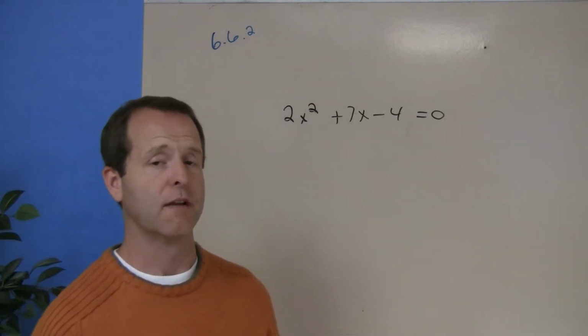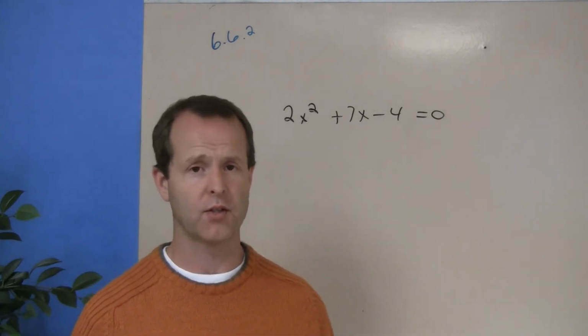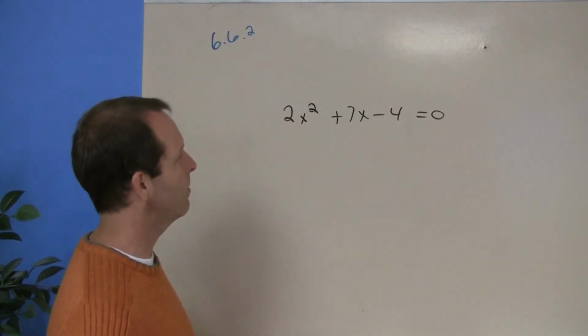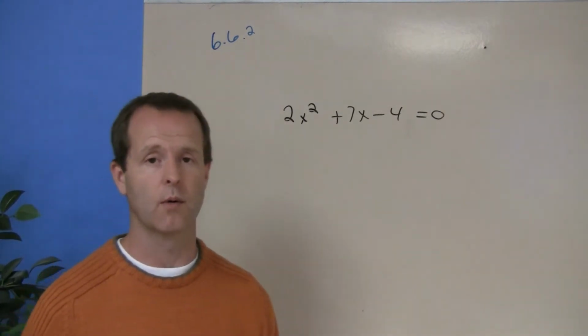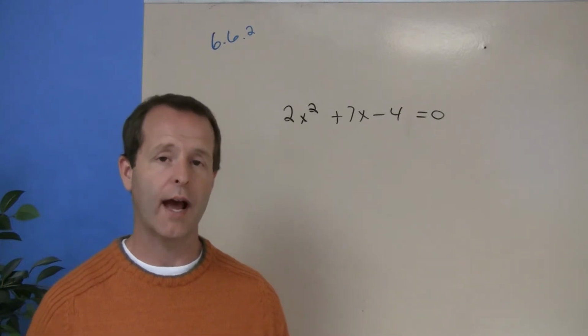Now that we've become experts at factoring, we can use factoring sometimes to solve a quadratic equation. For example, I have one that says 2x squared plus 7x minus 4 equals 0. Well, we're going to introduce a new idea to show you how we solve this.